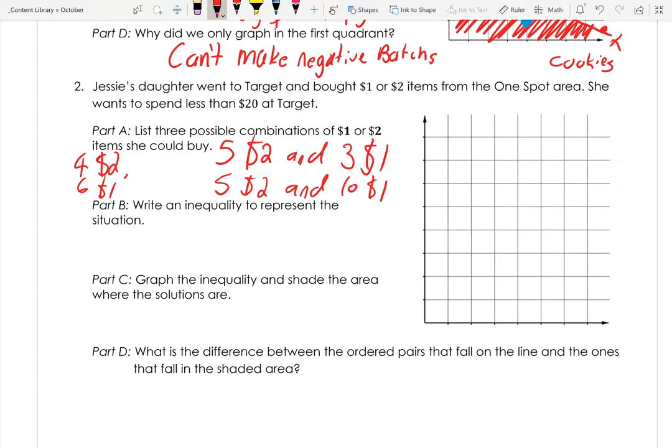Part B, write an inequality to represent the situation. So we're gonna have X be the $1 items and Y be the $2 items.